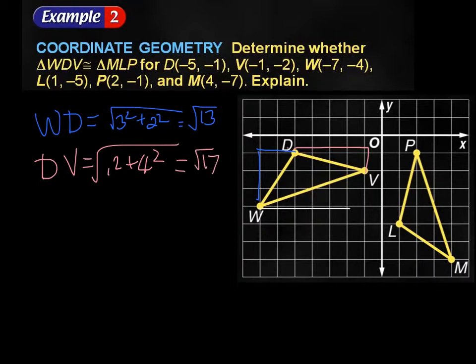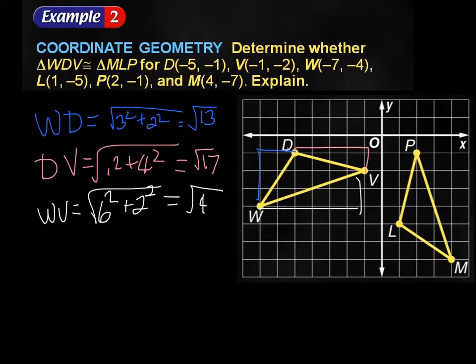And then finally, WV looks like 6 squared plus 2 squared. So we get the square root of 36 plus 4. And I'm not even going to simplify the radical because I don't think it matters. Now when we come over to the other triangle and do ML, I can count 2 and 3 there also. So I still get the square root of 13.